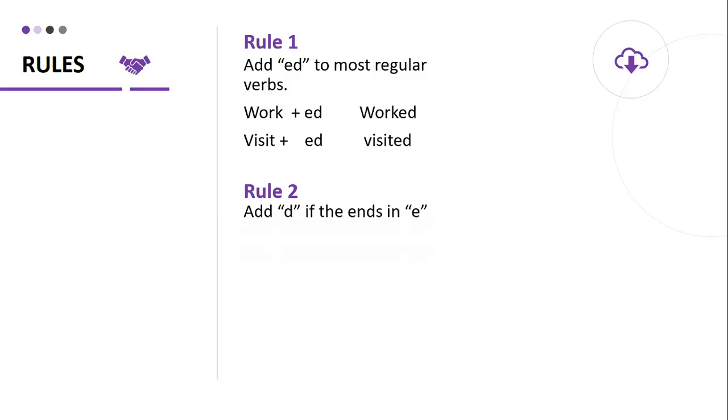Aquí me falta una palabra. Is the verb. Si el verbo, right? Ends in E. Si el verbo termina en E, le vamos a agregar solo la D. No es necesario ponerle dos D. Right? For example, bake, hornear.